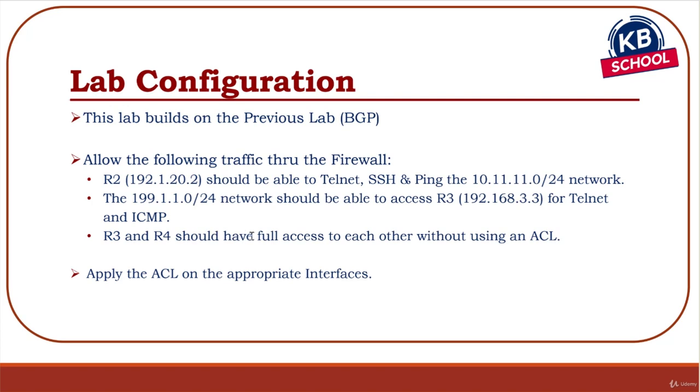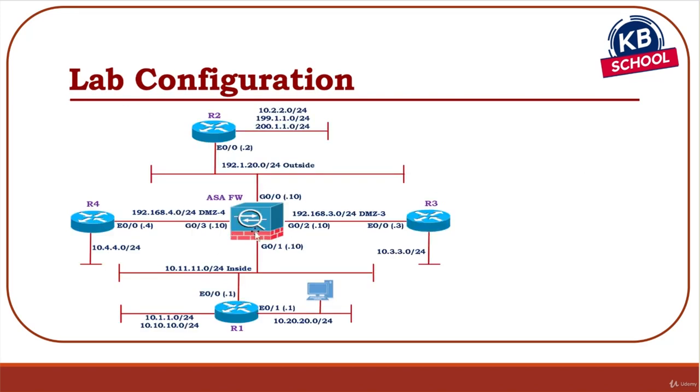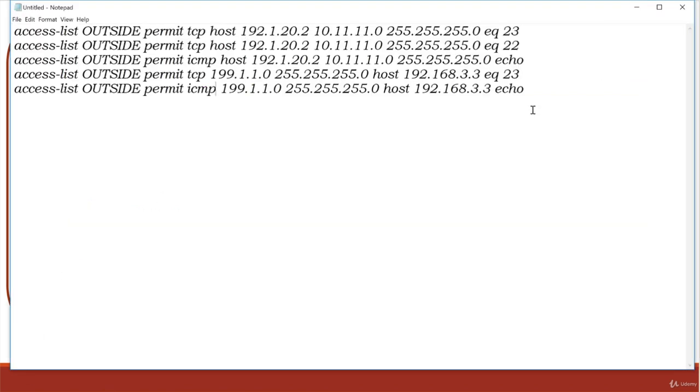R3 and R4 should have full access to each other without using any ACL. R3 and R4, if you remember, we have set the security levels over here to 50. So if I want them to talk to each other, what the question is asking you to do is to use that same-security-traffic command, permit inter-interface. Maybe they belong to the same department.